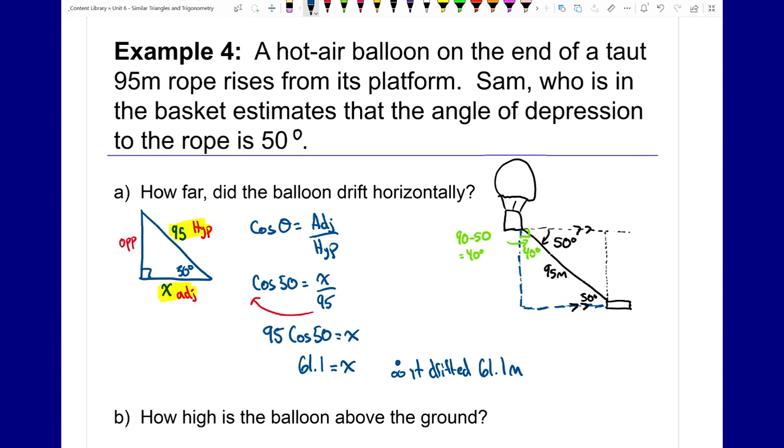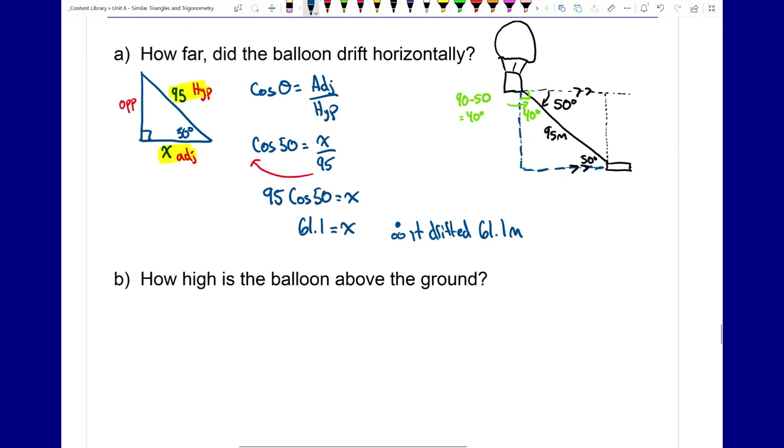Next, it's asking, how high is the balloon above the ground? So again, I can draw the same triangle: 50 degrees, 95, my right angle, and 61.1. And now we're going to still label x. We're now looking for our other side. Because I'm using the same angle, it's going to be the same labeling: hypotenuse, adjacent, opposite. So in this case, we are now dealing with opposite for sure.